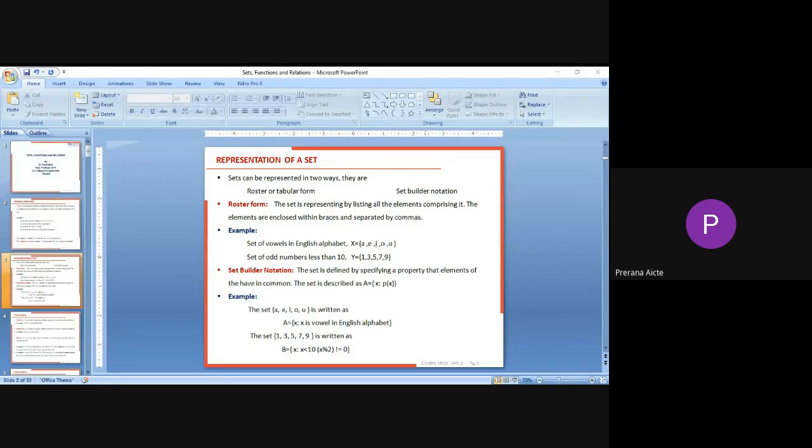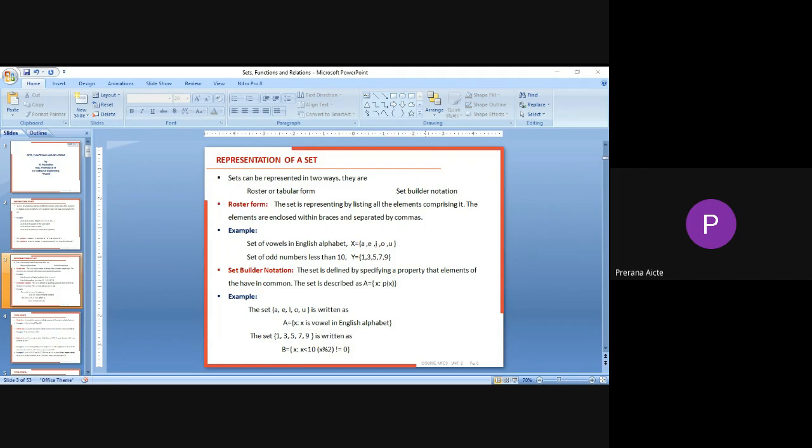So I can use this set builder notation, where we represent the set of elements by specifying the property for it. I can use it like this. If you consider the set A, E, I, O, U, we can represent it like this: A equals X such that X is a vowel in the alphabet. Similarly, the odd numbers which are less than 10 can be represented like this: X such that X is less than 10 and X modulo 2 is not equal to 0. Like that we can represent this particular set.